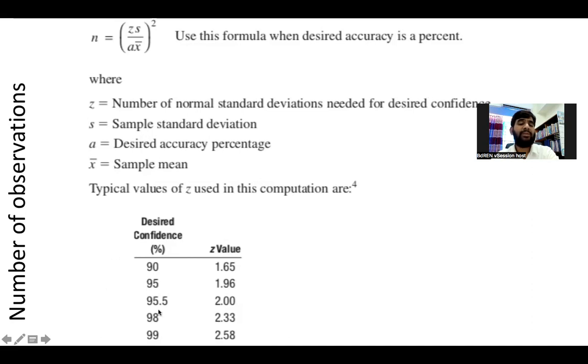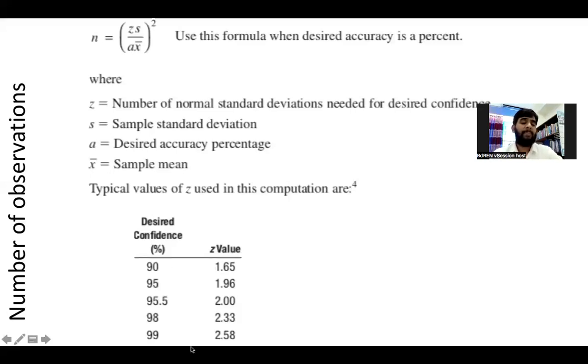And the confidence level may be 90%, 95%, 95.5%, 98%, 99%. If it is 90%, you are confident about 90%, then your Z value will be 1.65. When your confidence level is 95%, your Z value will be 1.96. When your confidence level is 95.5%, the Z value will be 2. When the confidence level is 98%, the Z value will be 2.33, and for 99%, 2.58.